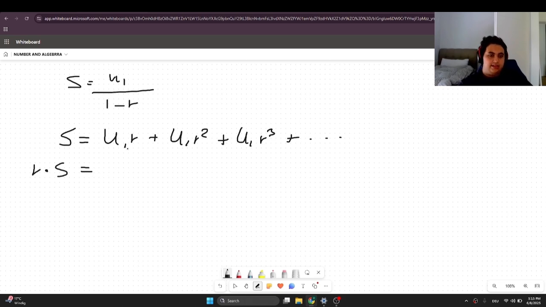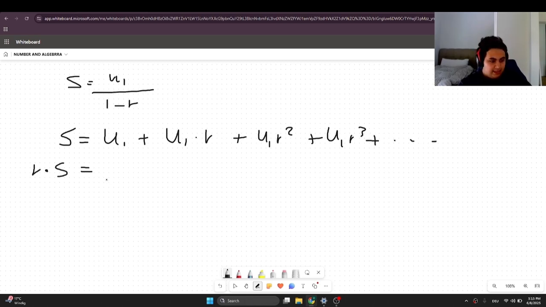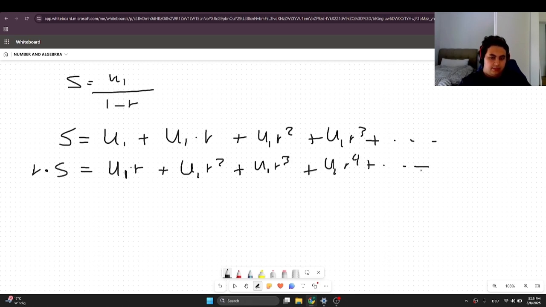I made a mistake, apologies. In the first sequence, it's going to be u1 plus u1 times r plus u1 r squared plus u1 r cubed, and then that's going to keep going. In the second sequence, it's going to kick off right away with u1 times r plus u1 r squared plus u1 r cubed plus u1 r to the power 4 plus, and it will keep going.